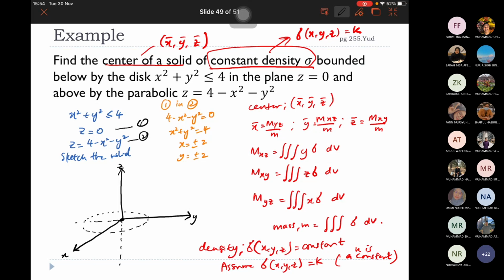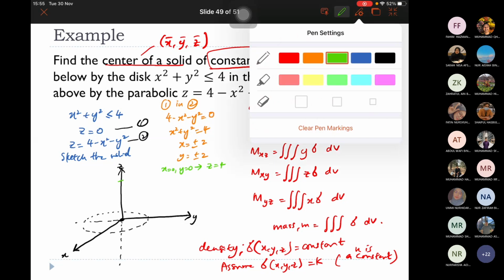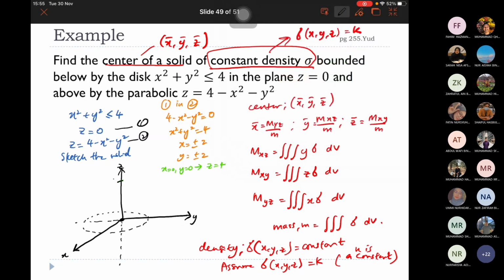Then Z sama dengan kosong dan lagi satu, bila X sama dengan kosong, Y sama dengan kosong, kita akan dapat Z sama dengan 4. So akan ada titik dekat atas, Z sama dengan 4. So kalau kita sambungkan, it will be something like this. Okay, so macam gini lah, lebih kurang macam ni.